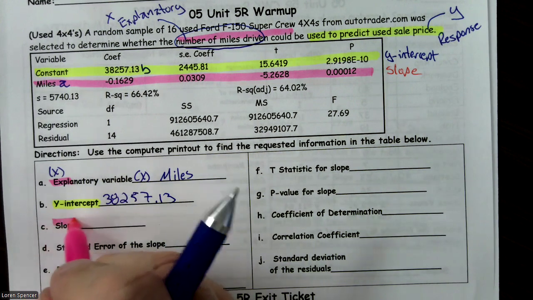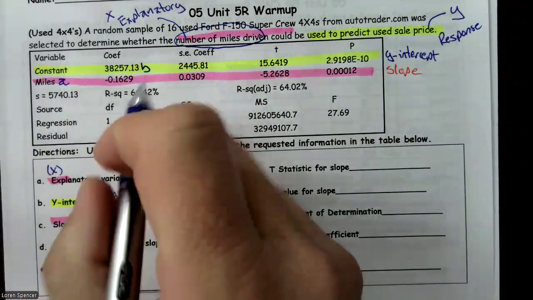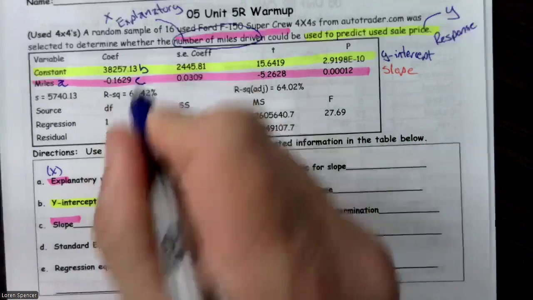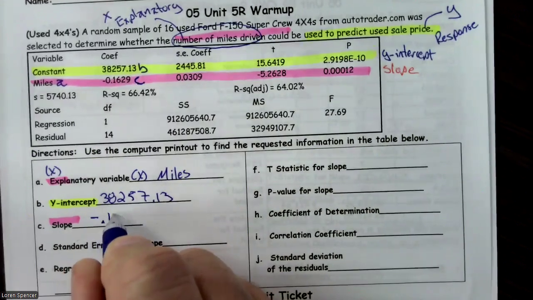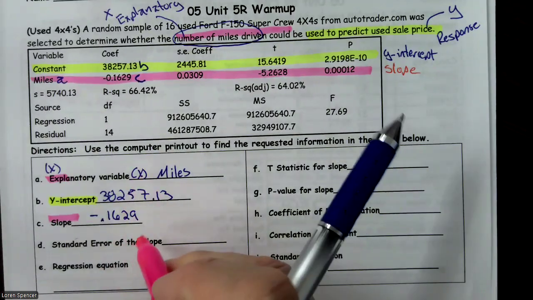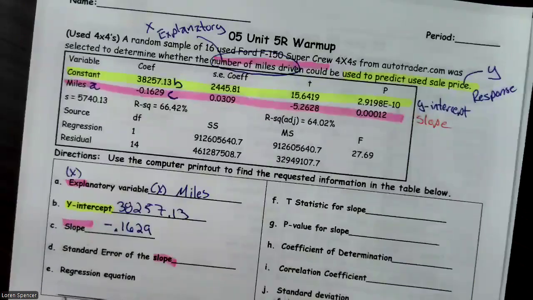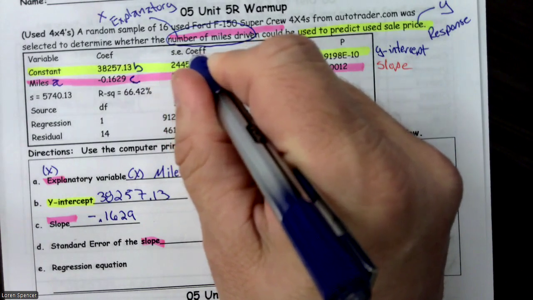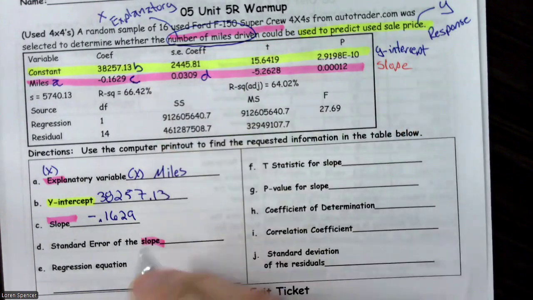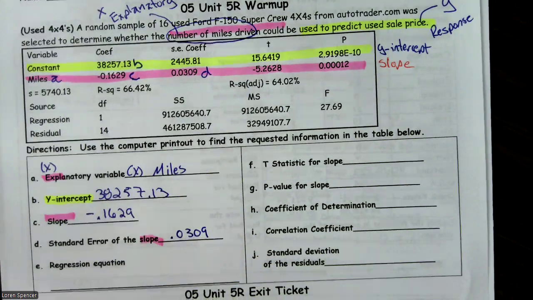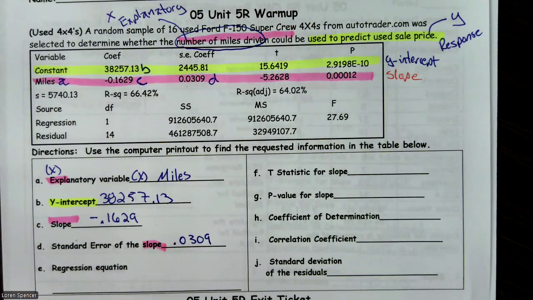Next thing it asks for is our slope. Slope is going to be on the slope row, directly below the y-intercept. In this case, we have a negative slope, negative 0.1629. Next it asks for the standard error of the slope. The key word here is slope, so we're on the slope row. Looking on the slope row, there's standard error. Sometimes it says standard deviation, but standard error. It is 0.0309.